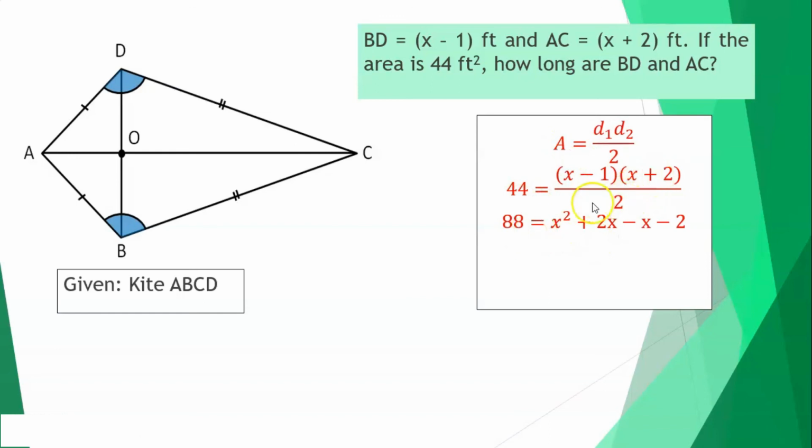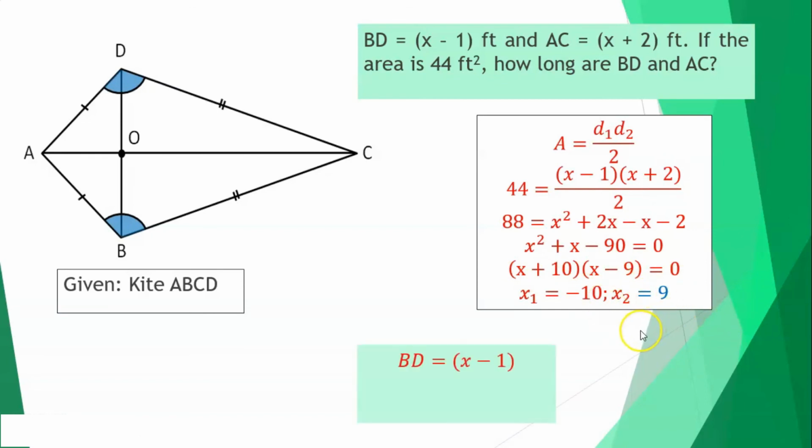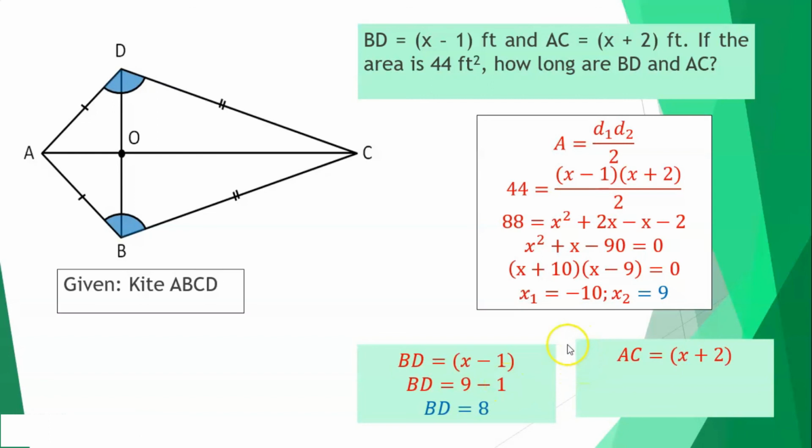Simplifying further, we'll get here 2 times 44 is 88. So by FOIL, so this is x squared plus 2x minus x minus 2. So simplifying further, x squared plus x minus 90 is equal to 0. So with that, factoring this, the values for x are negative 10 and positive 9. In this case, we will consider 9. So with that, to find BD, that would be 9 minus 1, or that would be 8. And to find AC, that would be 9 plus 2, or that would be 11.